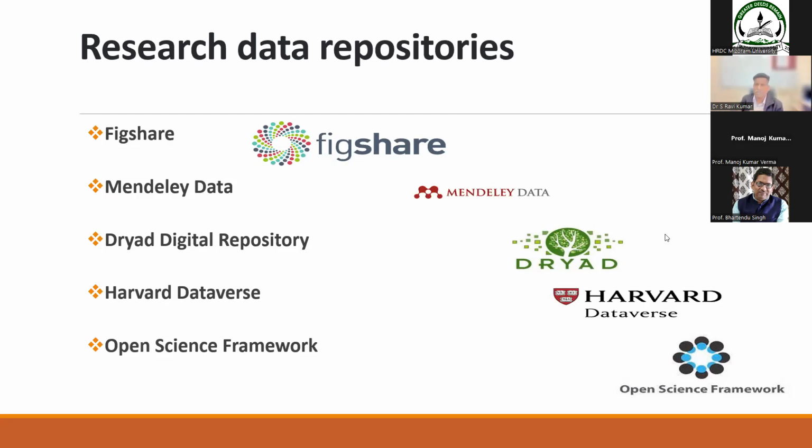If you are a computer science person, all of you know that they share their code and all those things on GitHub, where the code is stored. So like GitHub and Stack Overflow for code, for data repositories you can use Figshare, Mendeley Data, Dirac Digital Repository, Harvard Dataverse, or Open Science, whichever. These are all certain platforms.